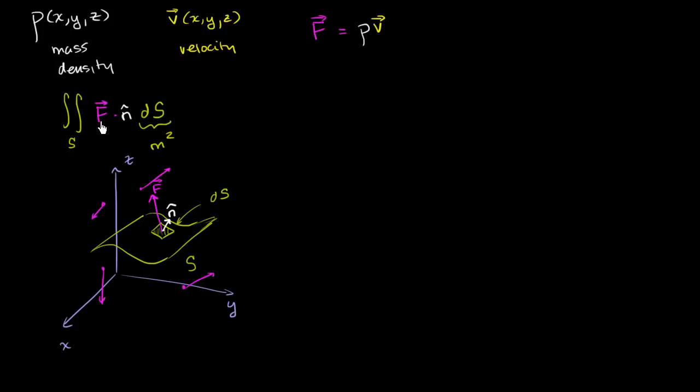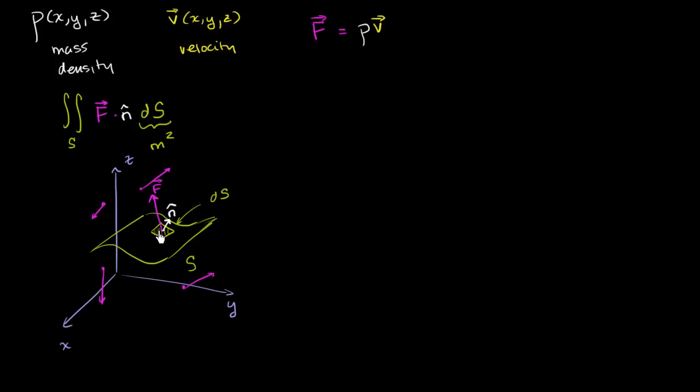So what does all this mean? Well, when you take the dot product of two vectors, it's essentially saying how much do they go together. And since n is a unit vector, since it has a magnitude 1, this is essentially saying what is the magnitude of the component of f that's going in the direction of n? Or what is the magnitude of the component of f that is normal to the surface?